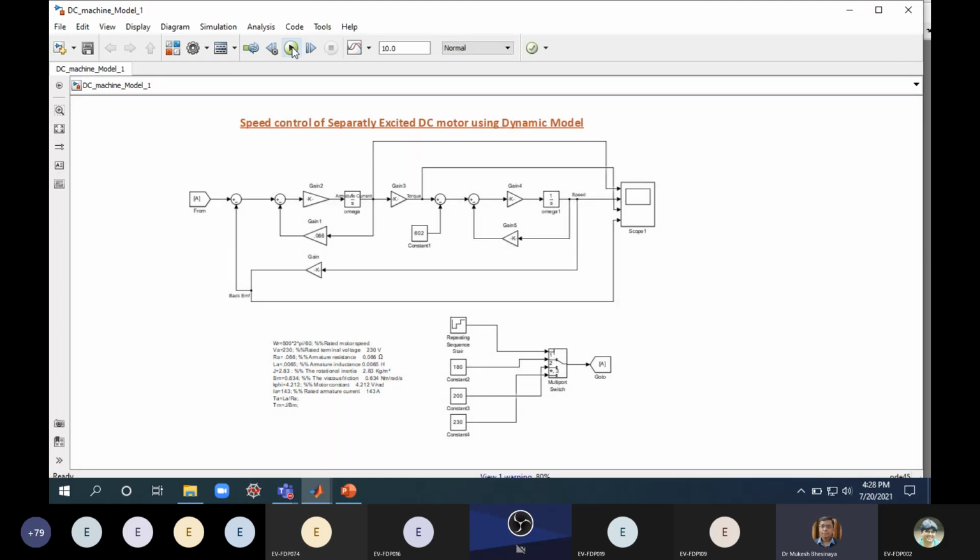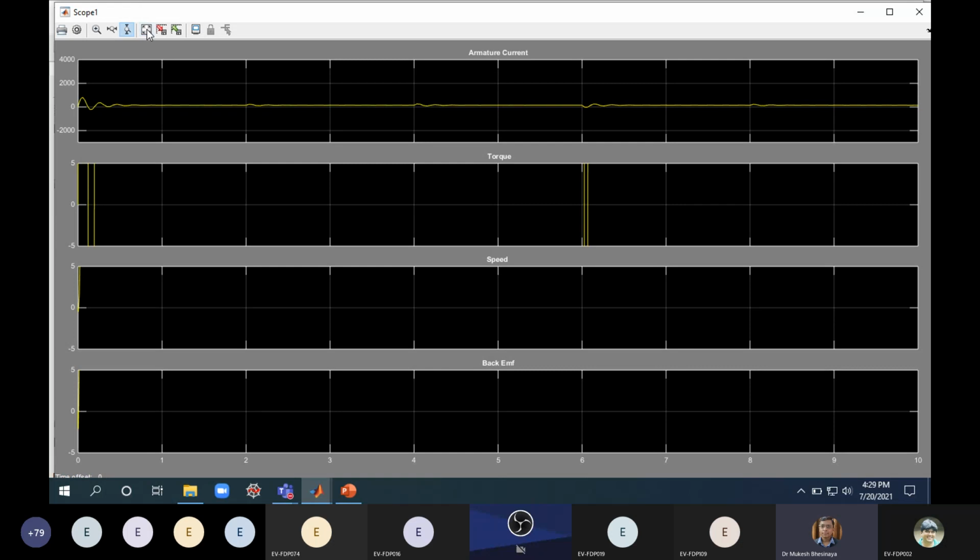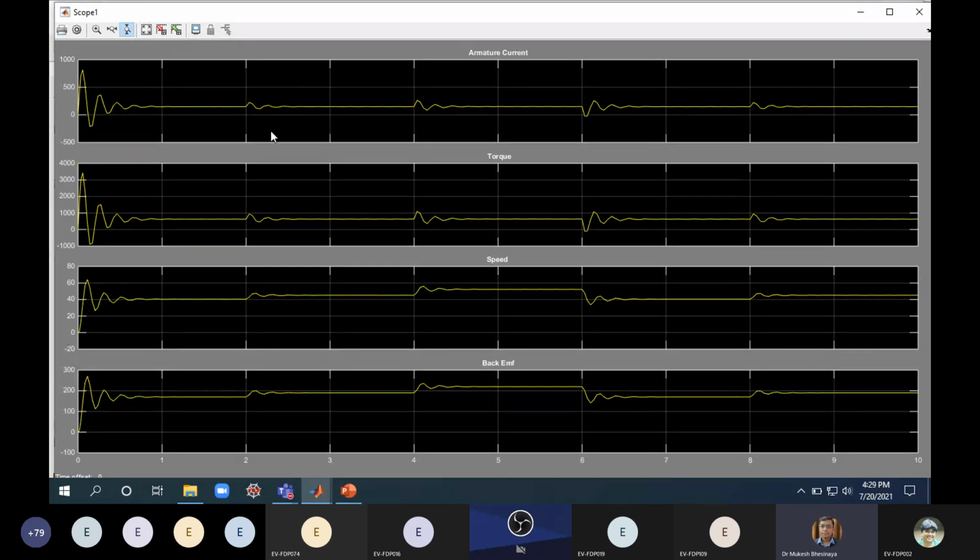No doubt this is a simplified model, but it can be used for the basic simulations. And you can run it very quickly. You see the time taken is also very less, and these are some of the waveforms which I got.